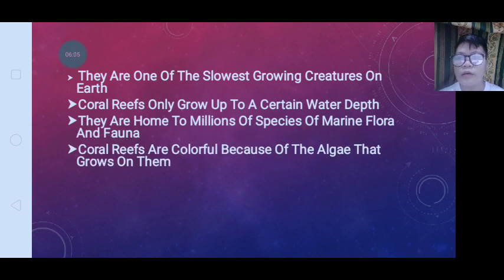Next, coral reefs grow only up to a certain water depth. Polyps are organisms that are notoriously picky about the environment they grow in. They require optimal conditions to thrive, meaning they can only grow in selected ocean regions. One main factor that plays a role in the location of coral reefs is the water depth.